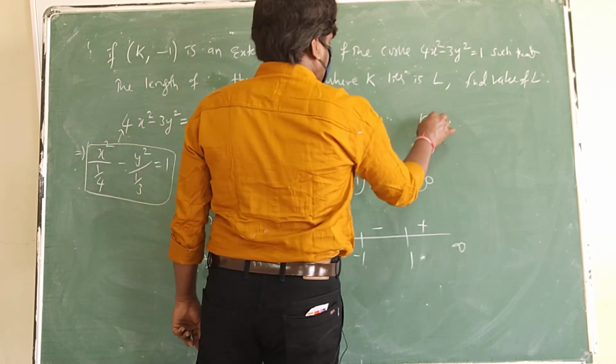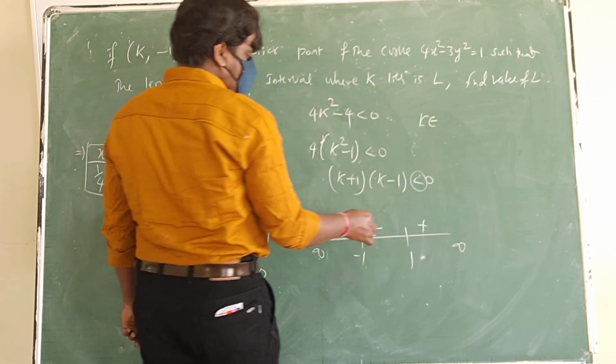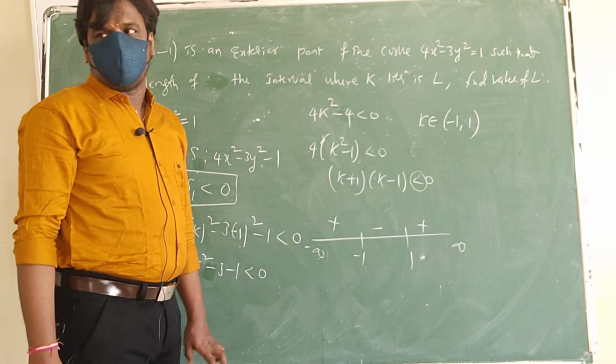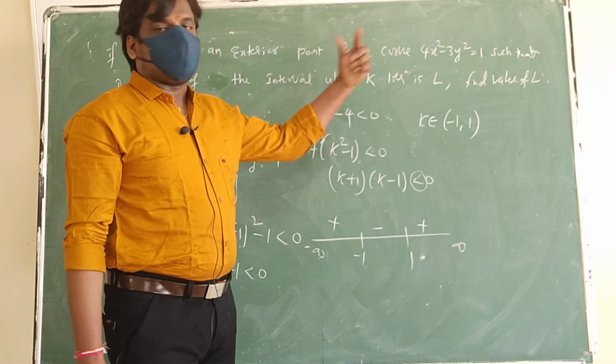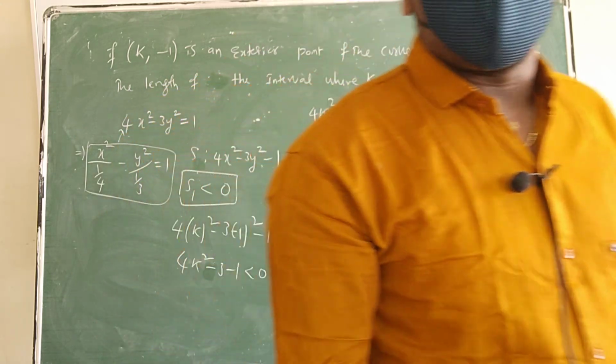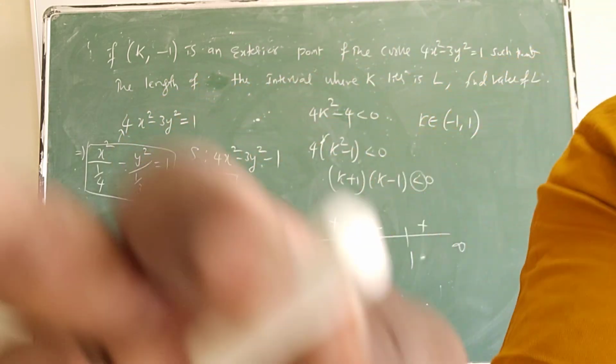So k belongs to what here? Minus 1 comma plus 1, not closed because it is not an equal-to symbol. So this is the k value, and the L value is also the same thing. K and L here. So that is the answer. Do you understand or no?